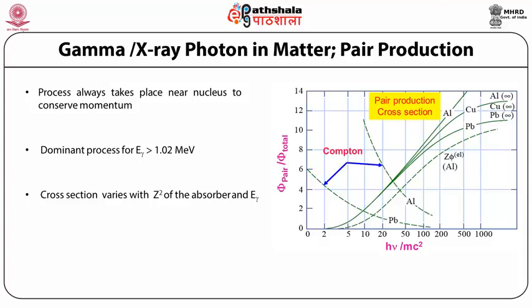But as the gamma ray energy goes beyond 50 MeV, the pair production dominates, and for gamma ray photons of energy around 500 MeV or more, we can see that for all elements, for all absorbing media, pair production is the only way by which the high energy photons lose their energy in the medium.